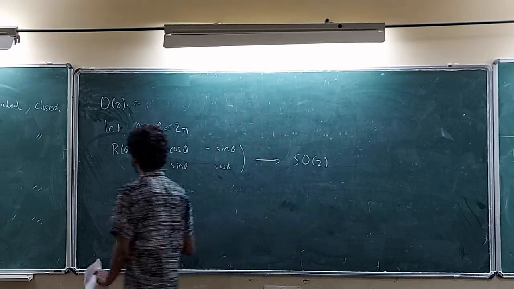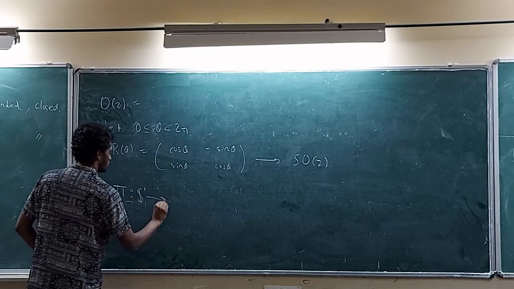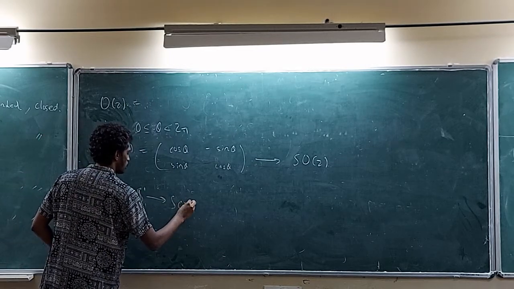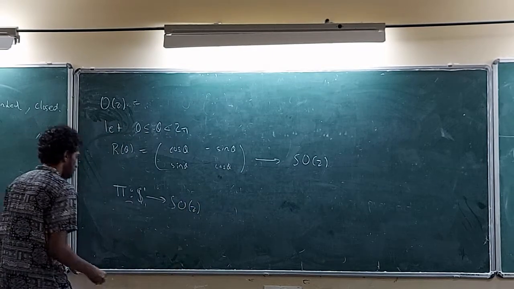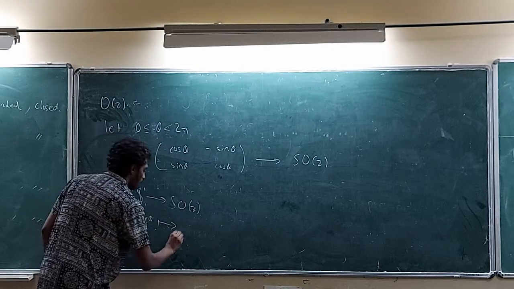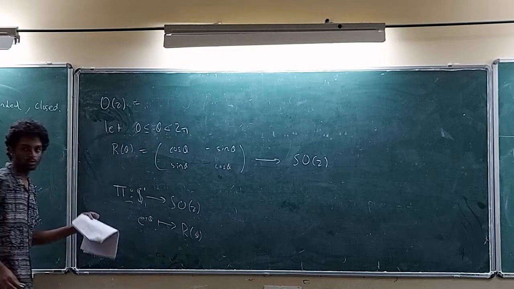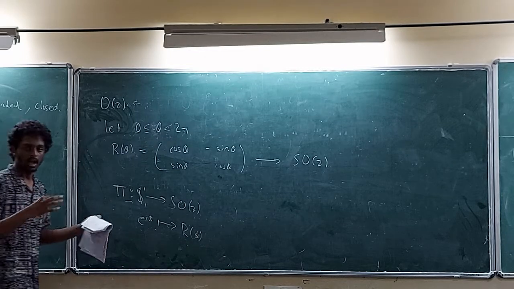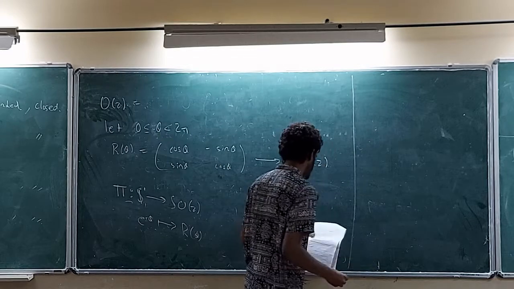So I can define an isomorphism from S1 to SO2, where e to the i theta is sent to R theta, right? So SO2 is actually the circle. It's a matrix group, but more importantly, it is the circle.